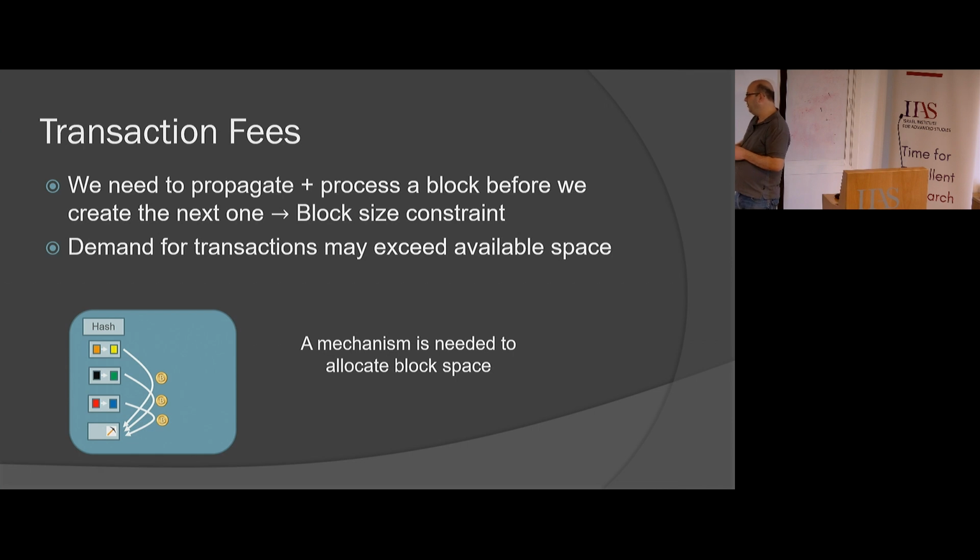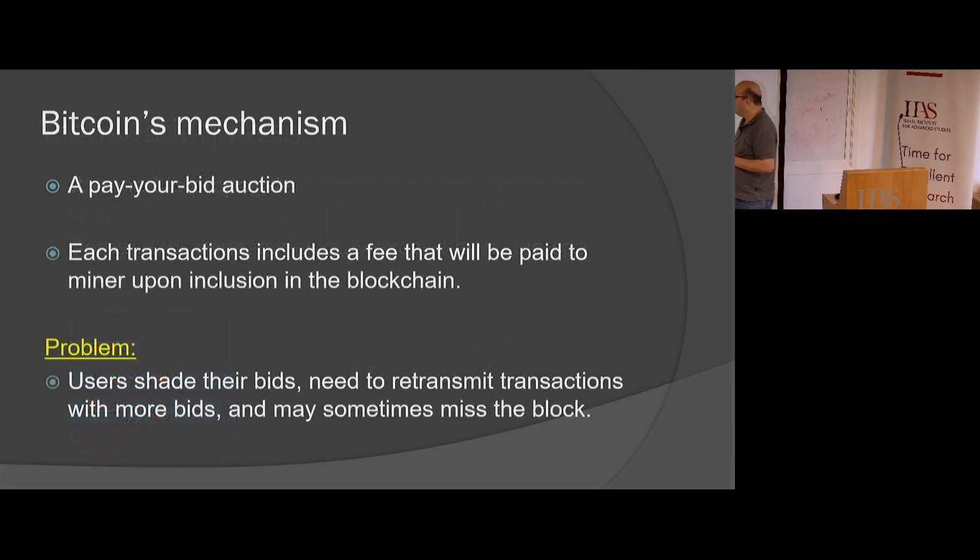So, of course, what you need is a mechanism to allocate block space. And I've already hinted that there are fees that transactions are paying to the miner that chooses which transactions to include. So the first place to start is, of course, to describe what Bitcoin's mechanism is. Bitcoin's mechanism is just a pay-your-bid auction. Basically, every transaction, as it's created, states the amount of money that it will pay the miner to get accepted. And then a miner, being rational, chooses the highest paying transactions and puts them in the block. That's the very natural thing to do.